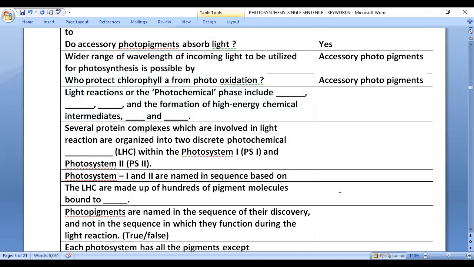Light reactions, or the photochemical phase, include light absorption, water splitting, and oxygen release, then formation of ATP and NADPH. Several protein complexes involved in light reaction are organized into two discrete photochemical light harvesting complexes, LHC, within photosystem 1 and photosystem 2.